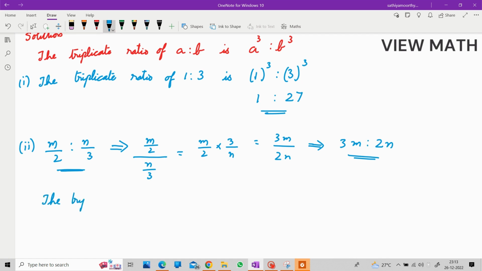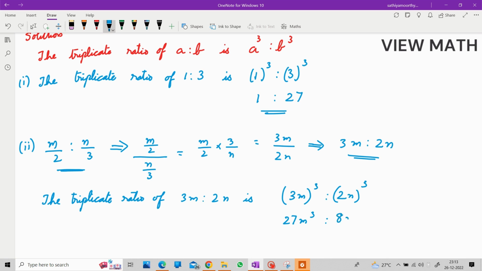The triplicate ratio of 3m is to 2n is 3m the whole cube is to 2n the whole cube. 3 the whole cube is 27, so 27 m cube, is to 2 the whole cube is 8, so 8n cube. This is the triplicate ratio of 3m is to 2n.